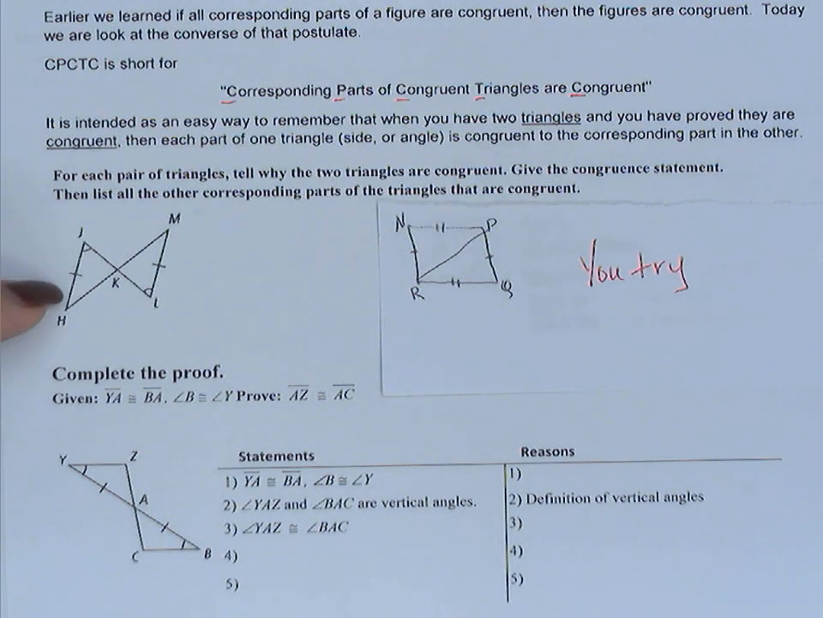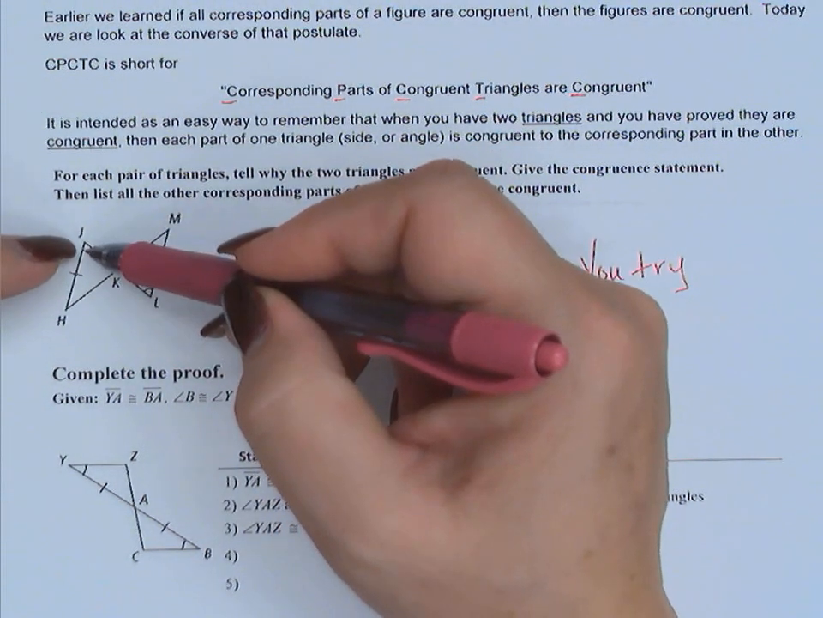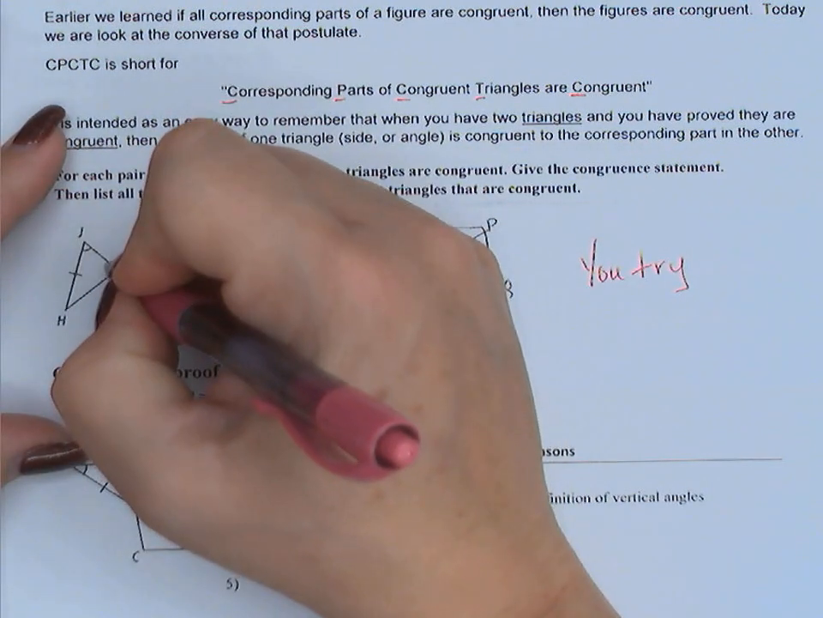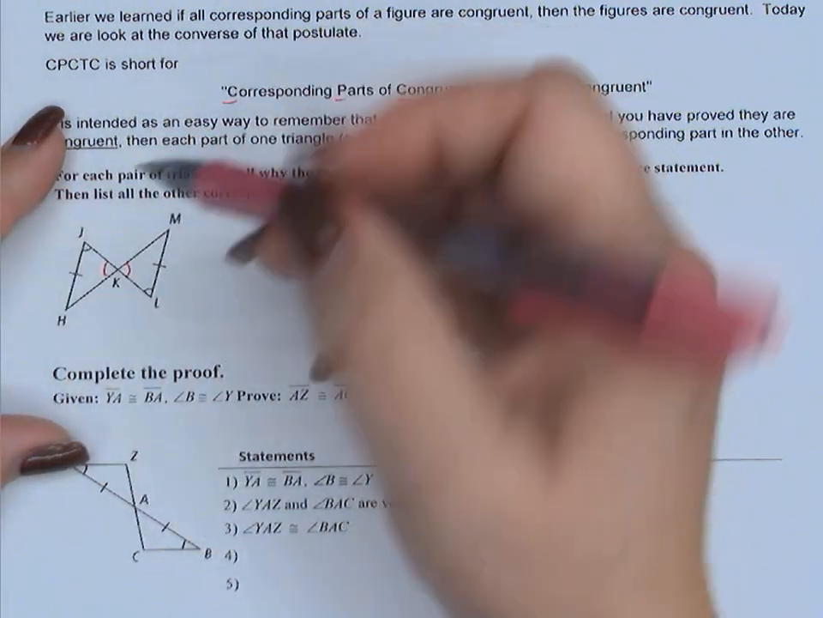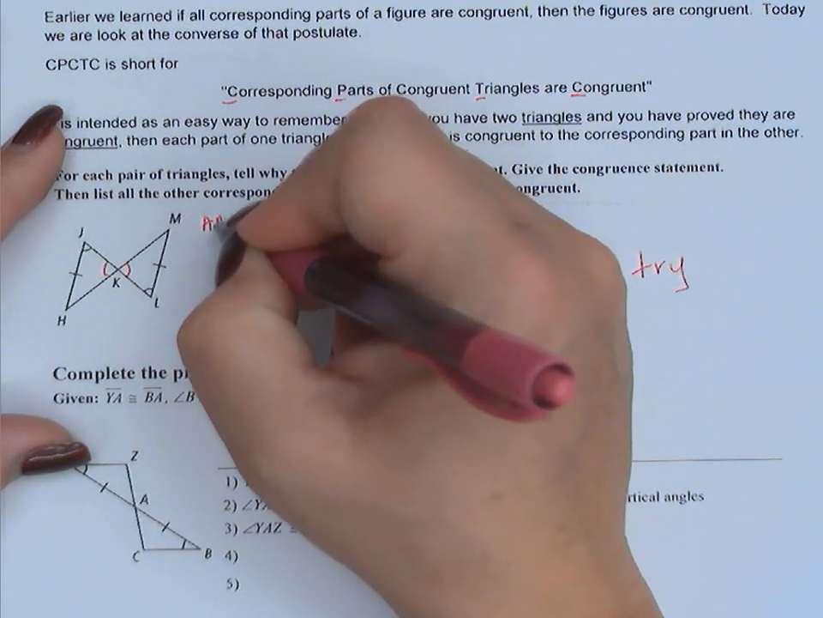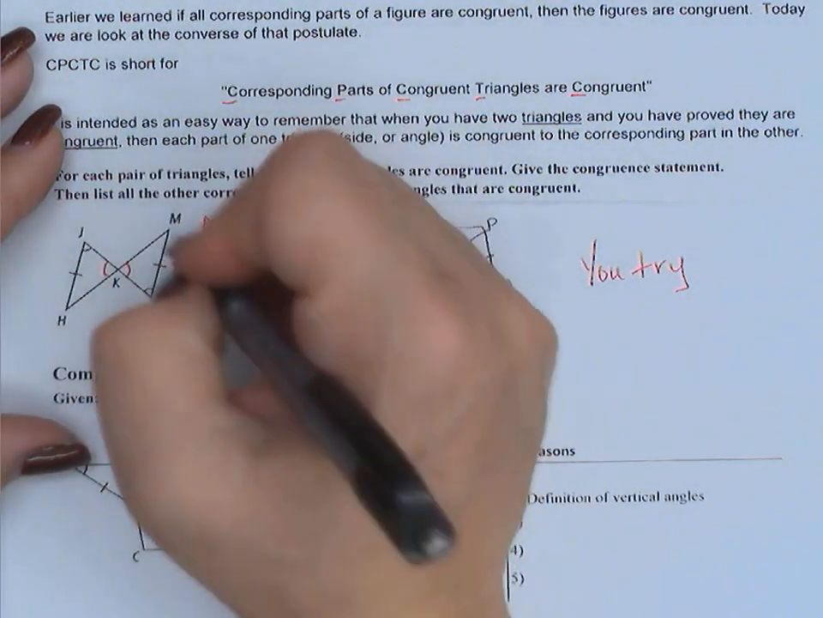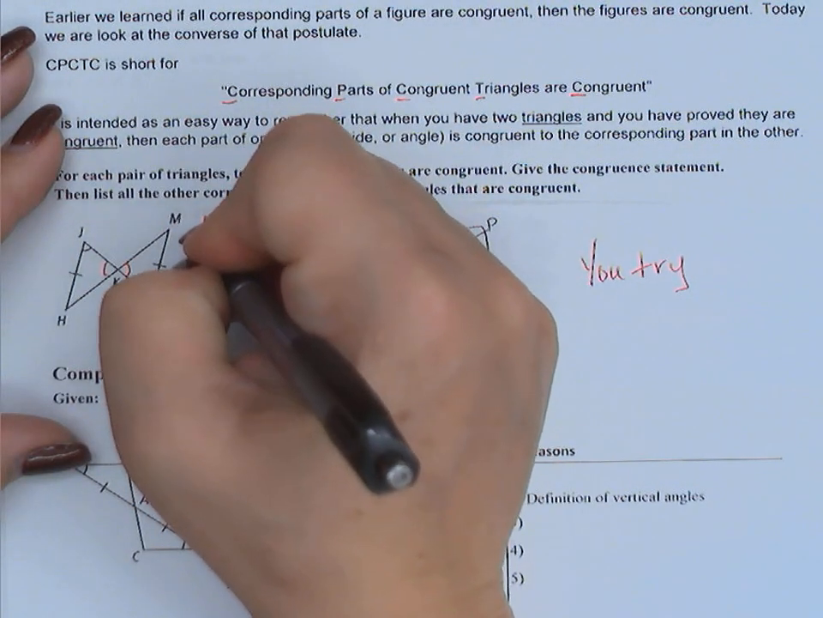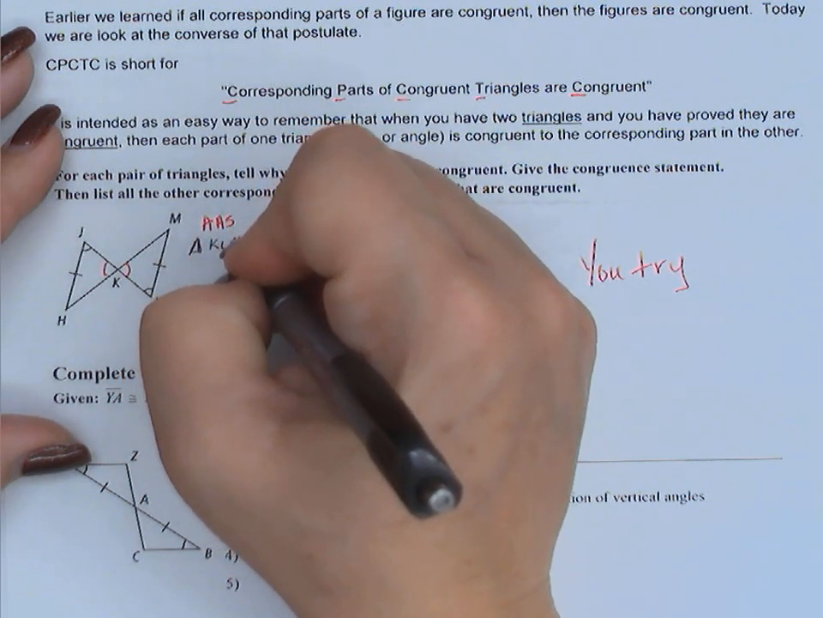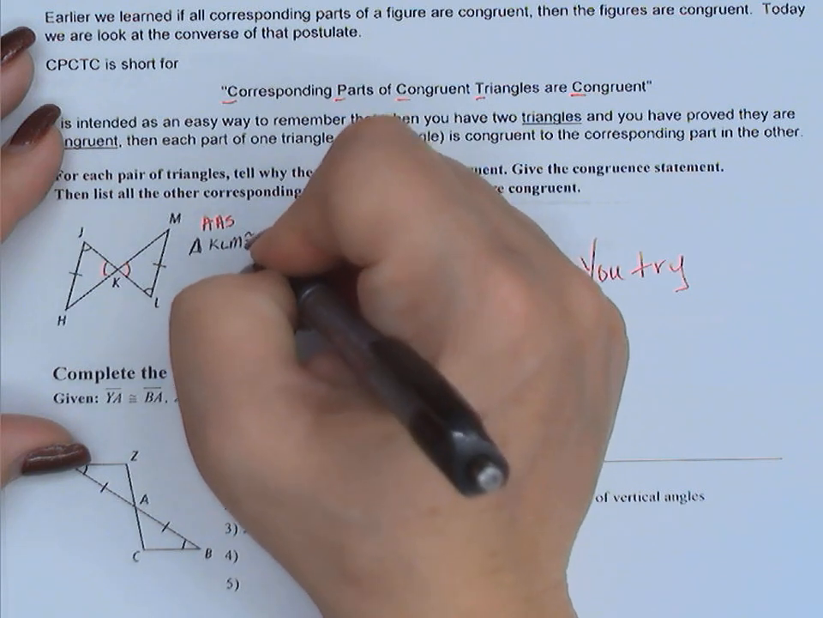So looking at this picture, I have a side and an angle, and then I look at what else I can show. Well, these are vertical angles, so then I know they're congruent. So this is an angle, angle, side. So by angle, angle, side, I know that triangle KLM is congruent to triangle KJH.